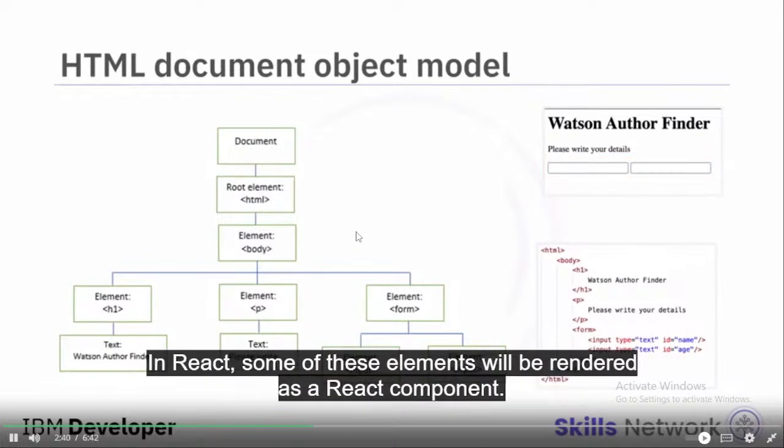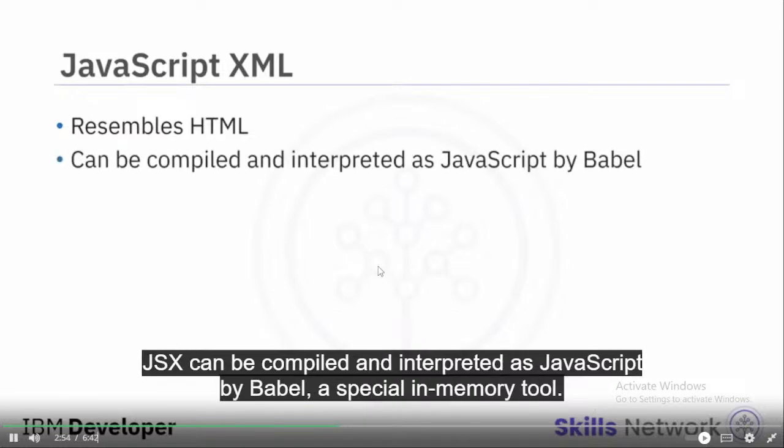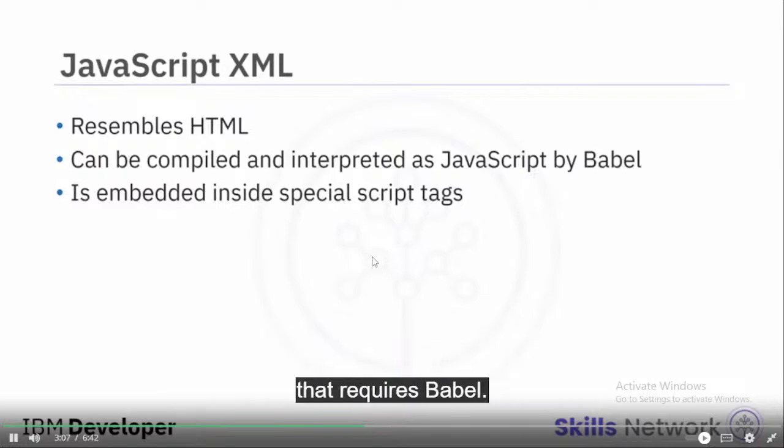In React, some of these elements will be rendered as a React component. Now, React uses an extension called JavaScript XML or JSX, which resembles HTML. JSX can be compiled and interpreted as JavaScript by Babel, a special in-memory tool. JSX is embedded inside special script tags where the type attribute specifies the content that requires Babel.